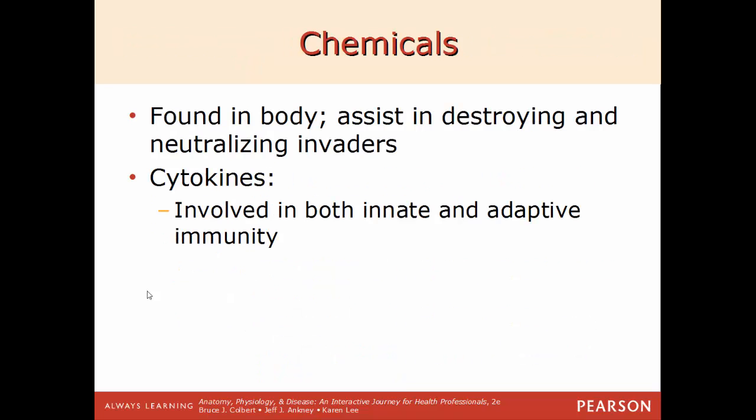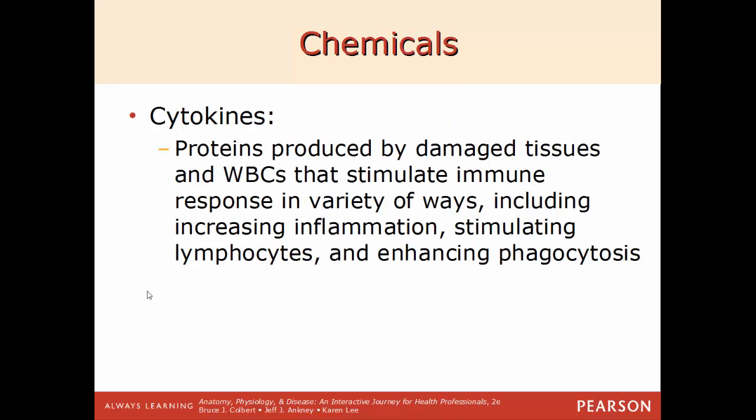All right, now move on to various chemicals found in the immune system. These chemicals are used to assist in destroying and neutralizing invaders. The first one, cytokines. These are involved with both the innate immune system and the adaptive immunity. Cytokines are proteins that are produced by damaged tissues and white blood cells that will stimulate the immune response in a variety of ways, including increasing inflammation, stimulating lymphocytes, and enhancing phagocytosis.